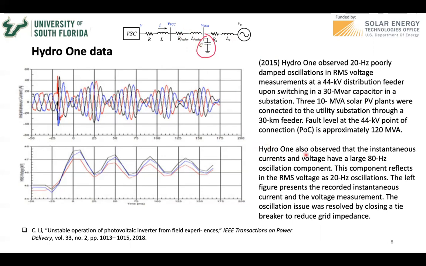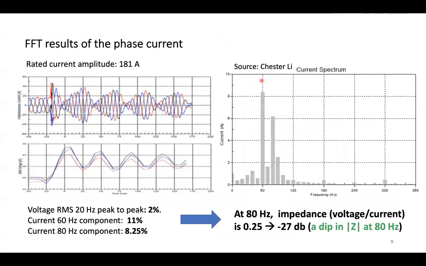And then what Hydro One observed is that there's 20 Hertz here, and then a large 80 Hertz component, not only 60 but also 80 Hertz here in the phase current. And the phase current is pretty large anyhow, about 70% of the fundamental component. Also provided by Chester Lee, thanks to him, he gave this plot, which is the FFT plot of the phase current to show that besides 60 Hertz, there's this dominant 80 Hertz. There's also a slight 40 Hertz.